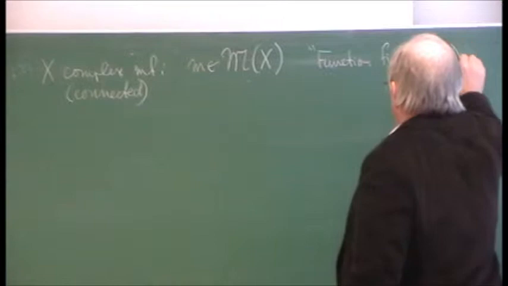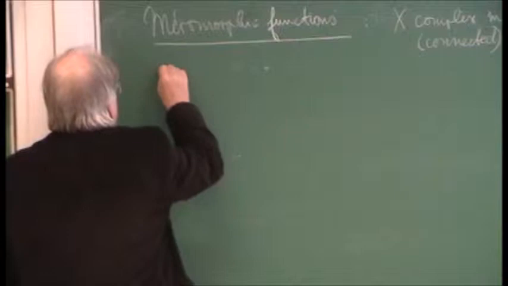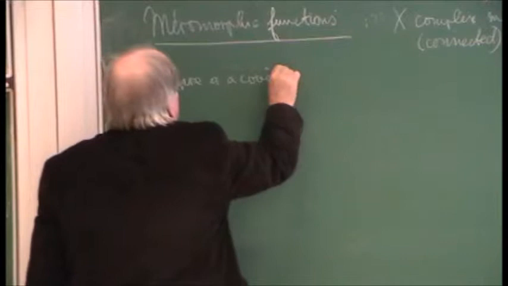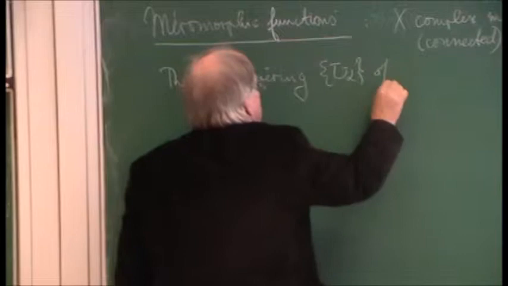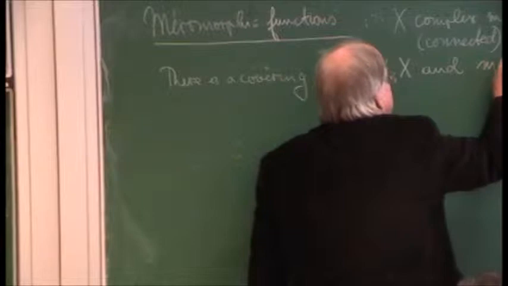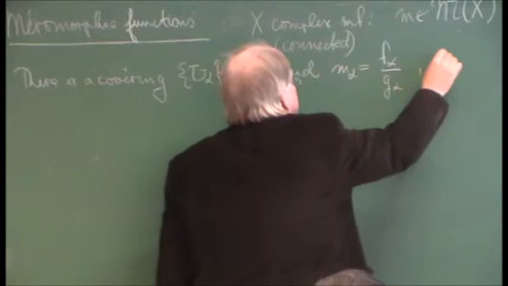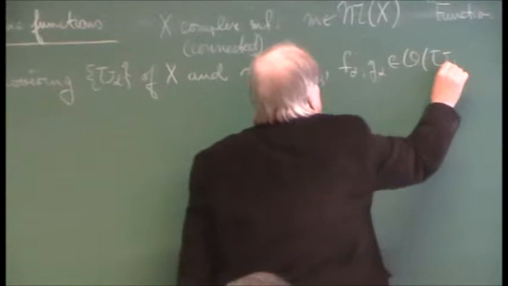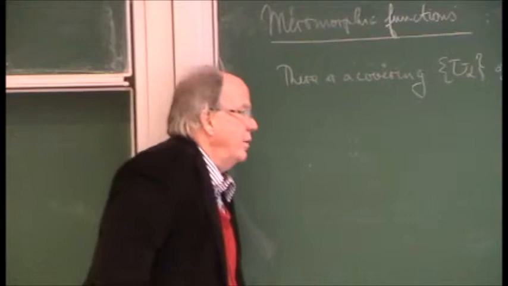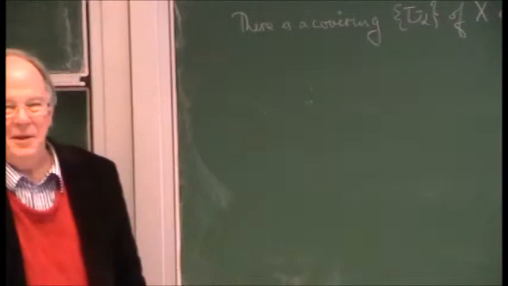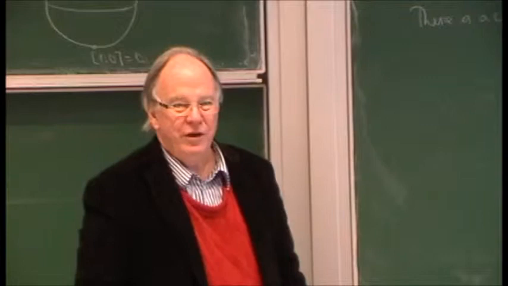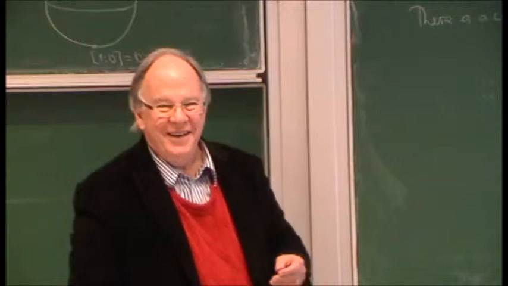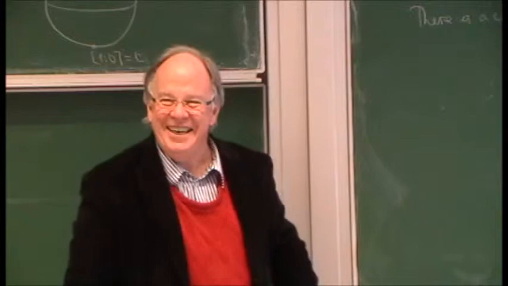Let's recall what the definition is. What is M? There is a covering by open sets U alpha of X, and on each U alpha you have meromorphic functions of a special form, namely the quotient of two holomorphic functions. O of U alpha is my notation for this ring of holomorphic functions. By the way, this notation was introduced by Serre. The reason it's called O, you will enjoy this, is because H does not exist in French, and when you speak in French, you say holomorphie, so he called it O. I don't know if it's a true story, but I think it's a nice story. Anyway, these are the holomorphic functions.